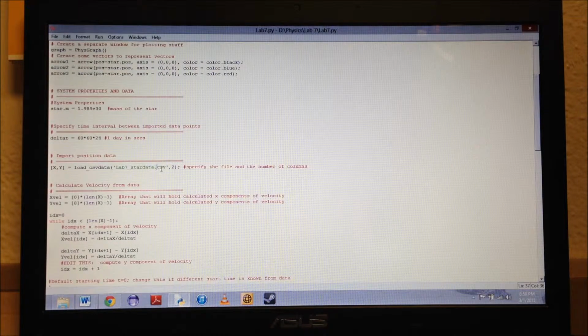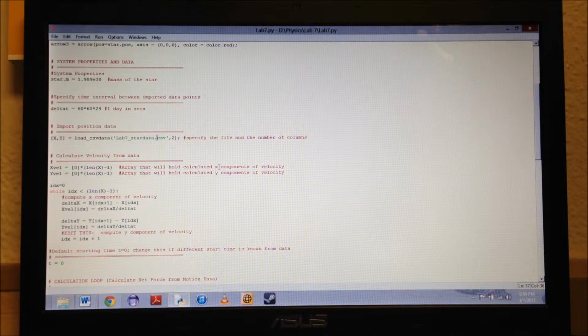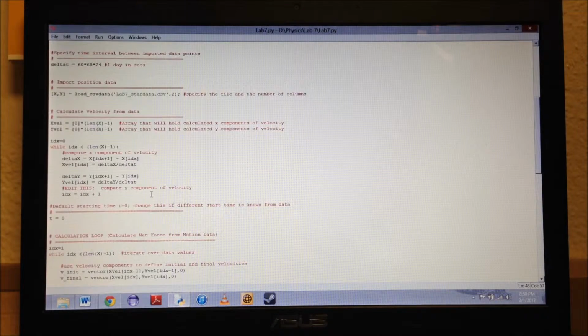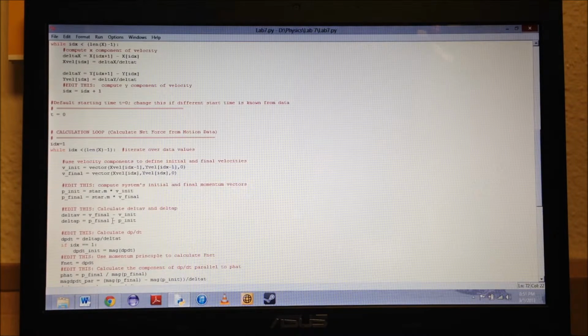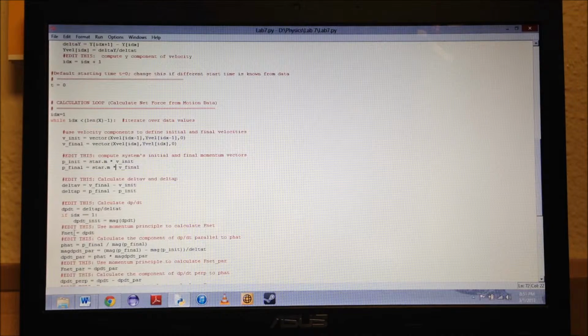Here's where it loads the star data file, and from that it creates two arrays. One contains the x components, the other contains the y components. So from the arrays, it takes 2 points and continuously calculates v initial, v final, p initial, and p final. And from that information, we can calculate dp/dt, and we set F net equal to dp/dt.